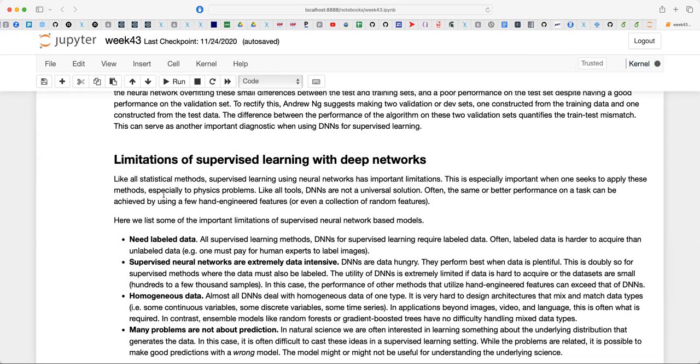You need labeled data. These methods are extremely data intensive, and it's also a method which is typically applied to homogeneous data. It doesn't work well if you have heterogeneous data types. And many problems are also not about predictions. In many cases, we are interested in learning about an underlying distribution, and it's often difficult to cast many of these ideas in a supervised learning setting.